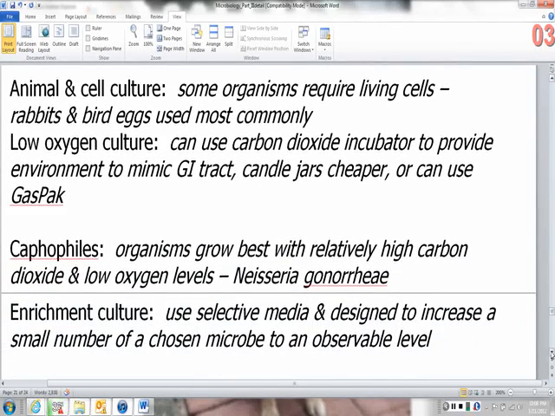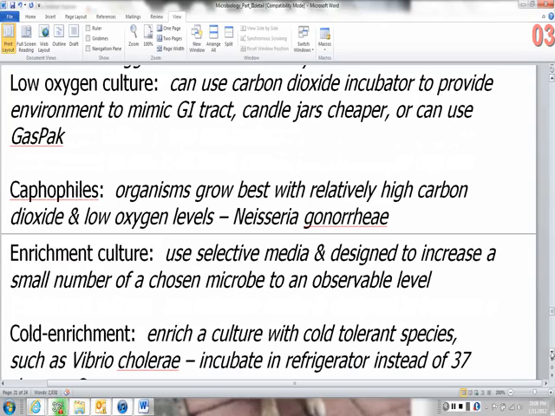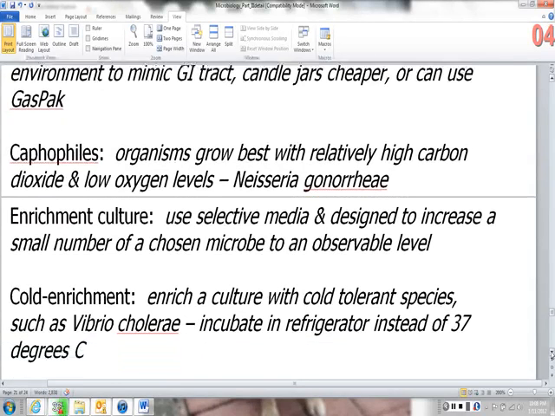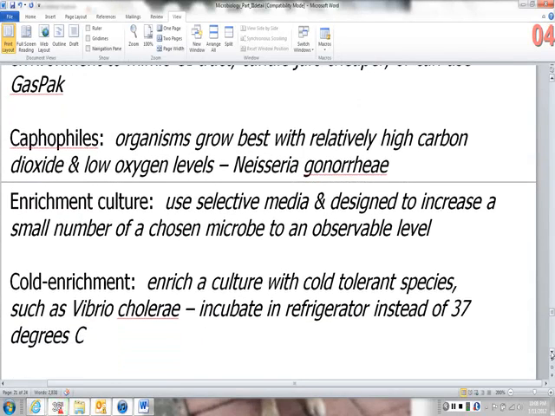Enrichment cultures use a selective media designed to increase a small number of chosen microbes to an observable level. Cold enrichment cultures are used to enrich a culture with cold-tolerant species such as Vibrio cholerae. Those are incubated in a refrigerator instead of at 37 degrees Celsius.